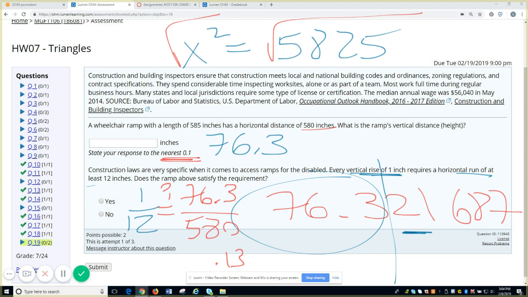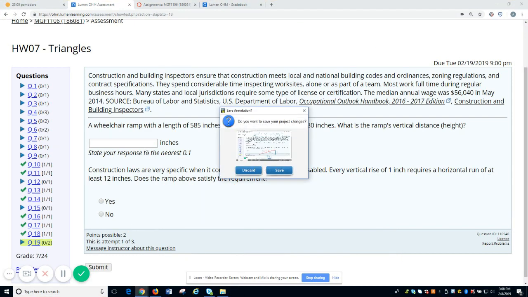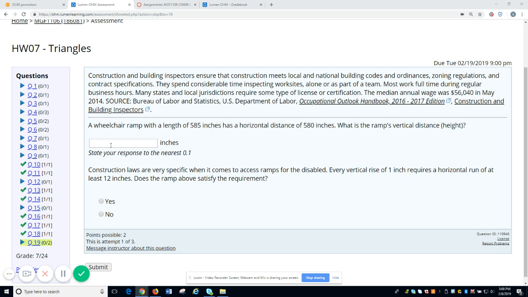1 divided by 12, however, is 0.08. So that means our vertical rise with respect to the horizontal run, that ratio is too high. So our ramp is too steep, so it does not meet the specifications. So in order for the answer to be yes, our ratio also needs to be 0.083333, but it isn't. Therefore, here our answer was 76.3. Here we said no.